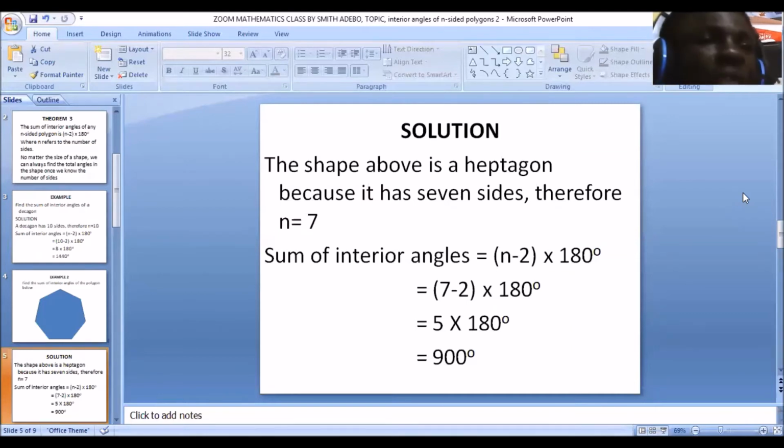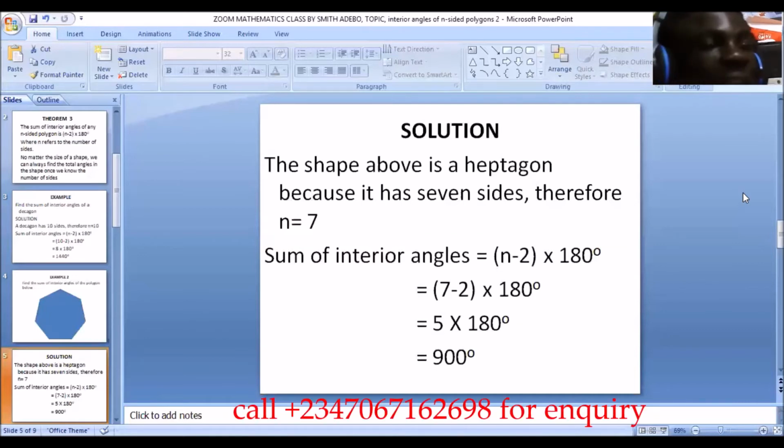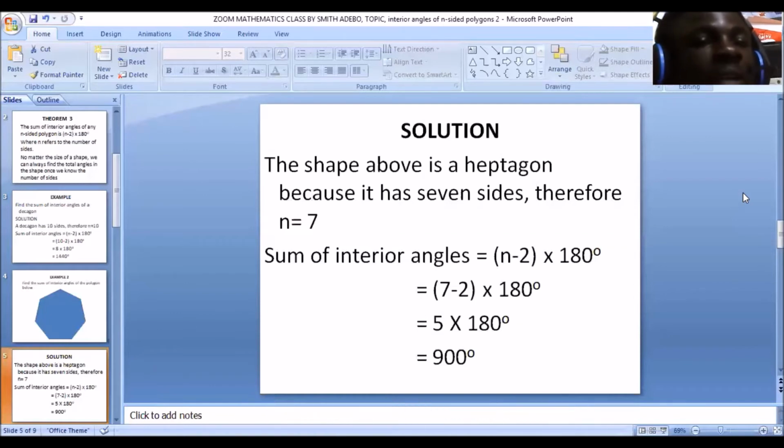Now, what is the formula for finding the sum of interior angles of any n-sided polygon? We said it was (n minus 2) multiplied by 180 degrees. Our n here is 7, so (7 minus 2) multiplied by 180 degrees. Now, 7 minus 2 gives us 5. Now, this 5 multiplied by 180 degrees gives us 900 degrees.